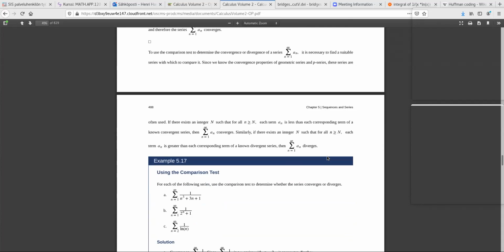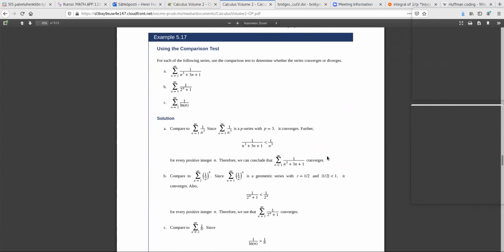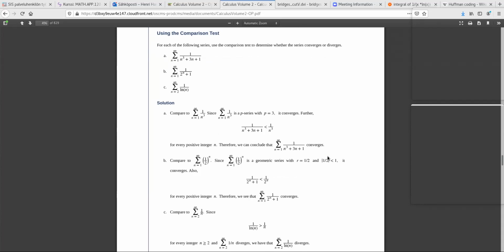All right, how to use this? Fairly simple. For instance, let's take this first example, this A. We have 1 over n to the 3 plus 3n plus 1, and we compare it to 1 over n to the 3. So 1 over n to the 3 plus 3n plus 1 is strictly smaller than 1 over n to the 3. So we know that this series is going to converge, because 1 over n to the 3 will converge as well.